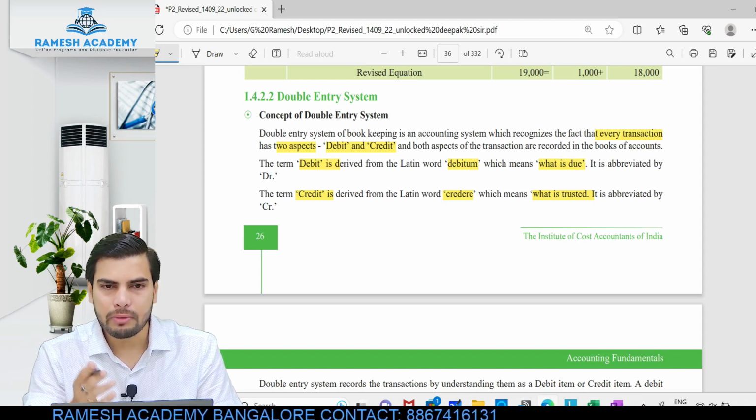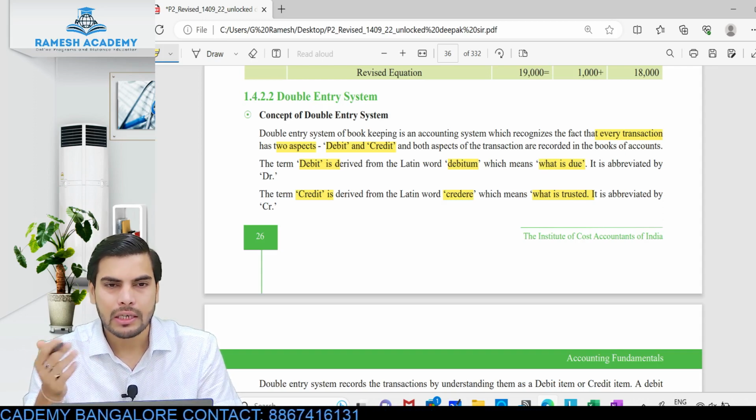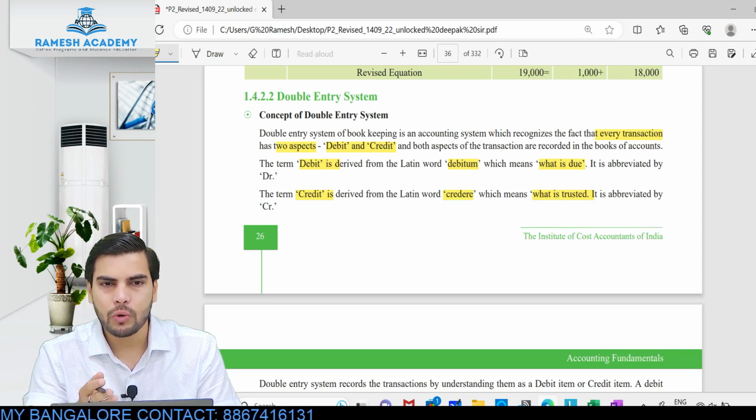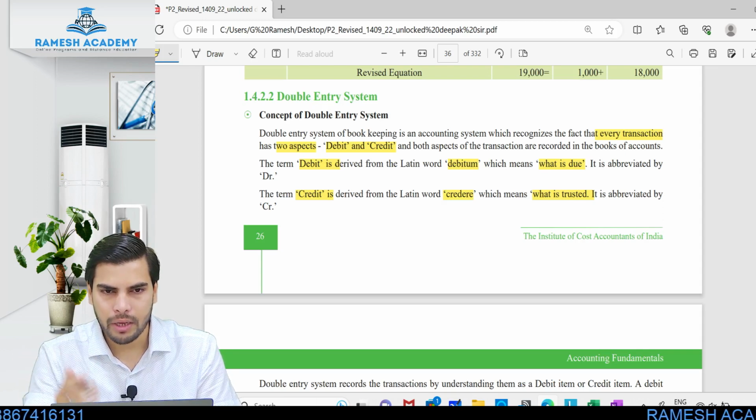So in the term debit, what we spoke about, whatever is due, that is receivable for you. But here, what is it? Somebody has trusted you and given you a loan of 50,000 rupees. It is your obligation to repay it. So it is payable for you. So that is what credit is. Debit is receivable, credit is payable. As simple as that. Clear?